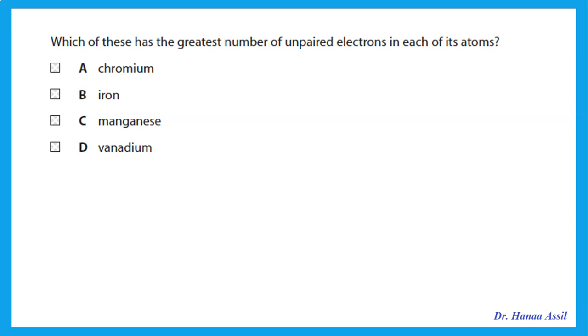Which of these has the greatest number of unpaired electrons in each of its atoms? You should be able to draw the electron configuration. So chromium is 24, so it's 4s1 3d5. Again, this is the other exception to the rule of filling 4s before 3d, because this is 24, so it should be 4s2 3d4, but then we said 3d4 needs only one more electron to be filled, so we make it 4s1 3d5 so that they're all half filled and stable.